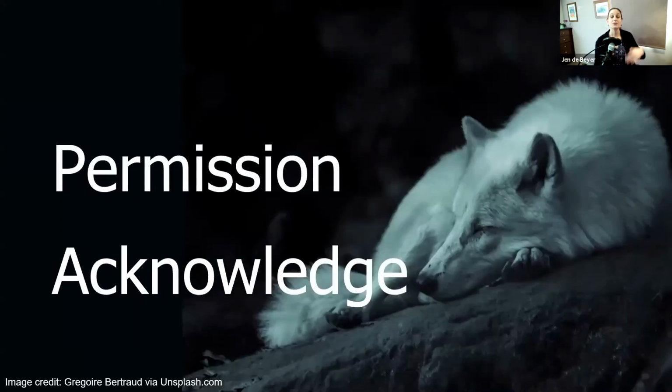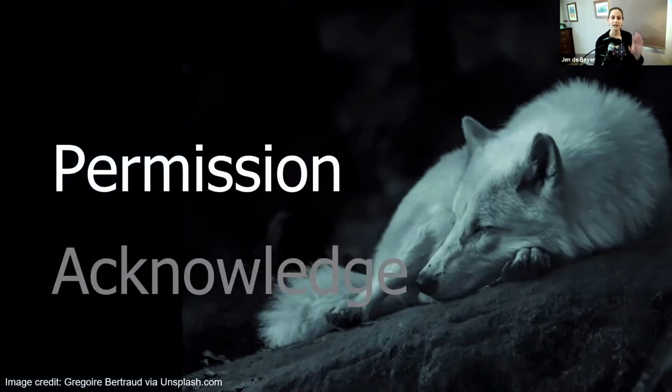So we need to check if we need permission from the owner of the copyright. And if we need permission, we need to go and get it. And then we need to credit. We need to acknowledge where we got the work. So we have those two things we need to do. Let's start with permission. Are we allowed to do the thing we want to do?